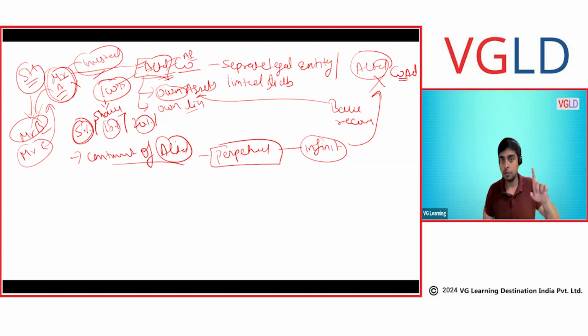So far so good about company. What are the additional features? That it has perpetual succession. You can transfer to any number of partners, any number of owners. Okay, now one more thing.